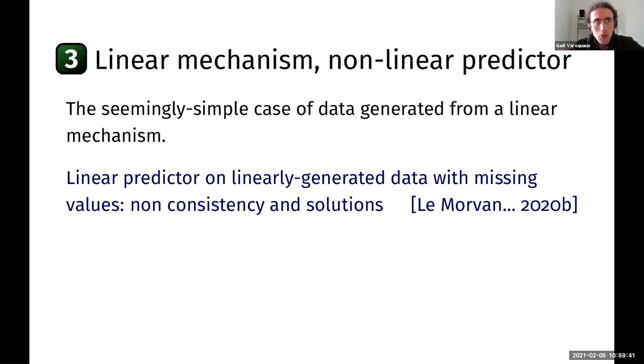Now I'd like to switch gears and consider a parametric setting, which is basically a setting in which I have a linear data generating mechanism. I'll show you that this setting is actually quite rich and has a few results that may be surprising. This is work that was done by Marine Le Morvan with Nicolas Prost, Aaron Scornet, and Julie Josse and myself, and was published at AI Stats last year.